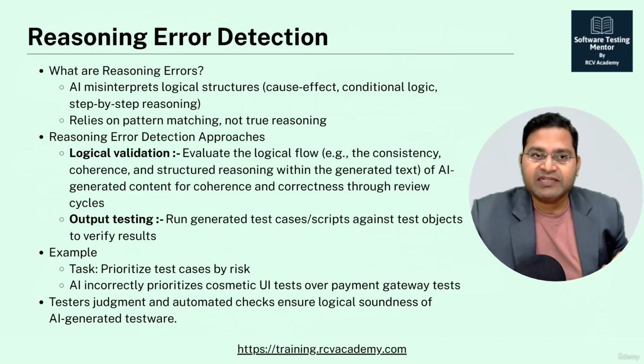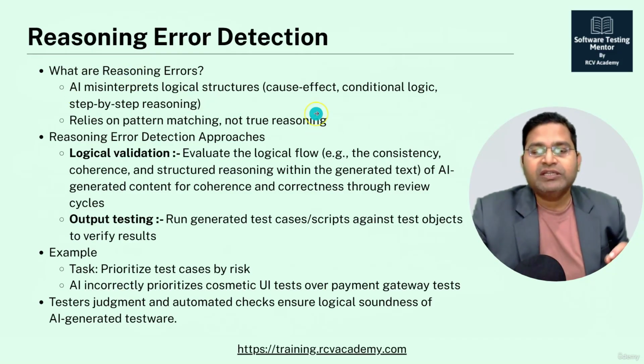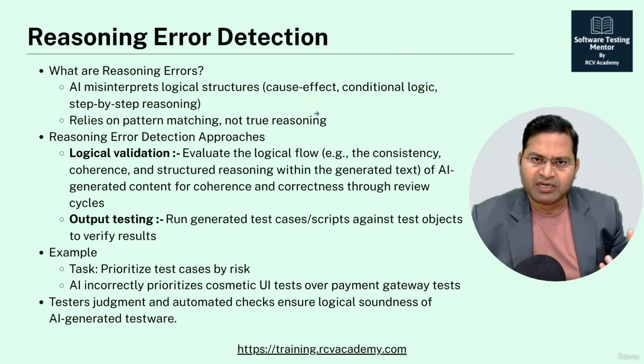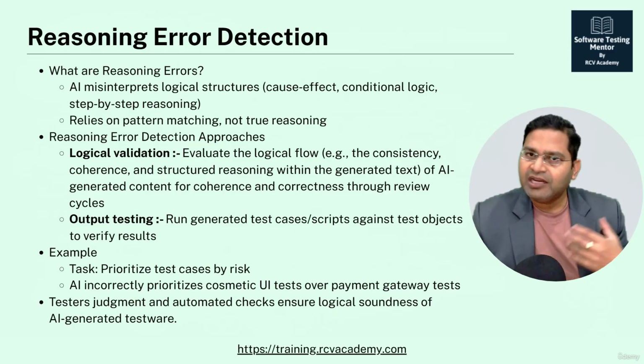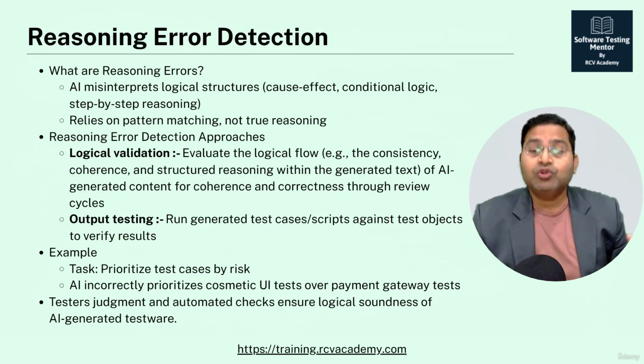Then reasoning error detection. What are the reasoning errors? Reasoning error is when the logical structure is being misinterpreted by the AI. Conditional logic, step-by-step reasoning, anything that is being misinterpreted, because AI relies on pattern matching and not true reasoning. So reasoning error detection approaches: logical validation.